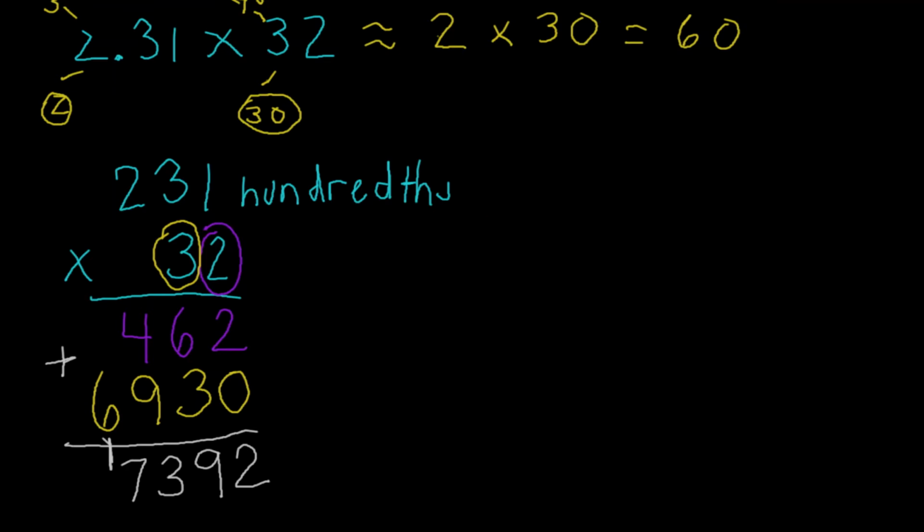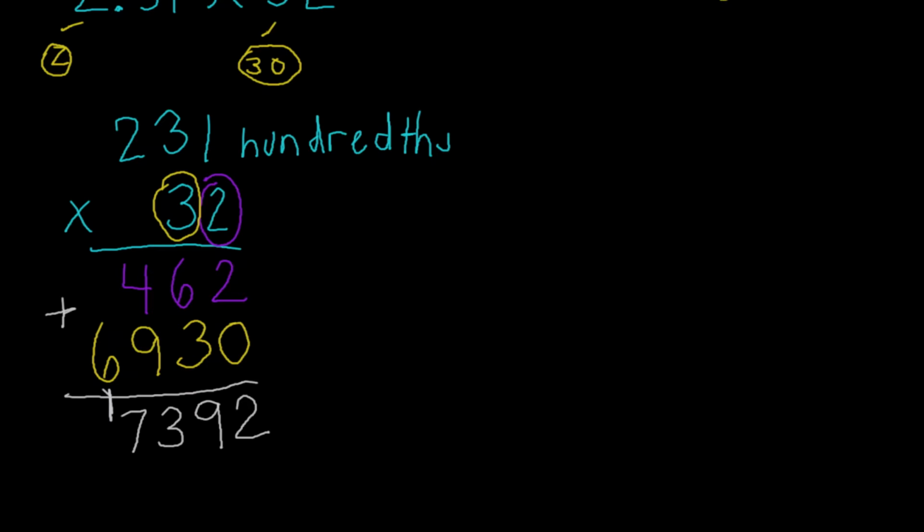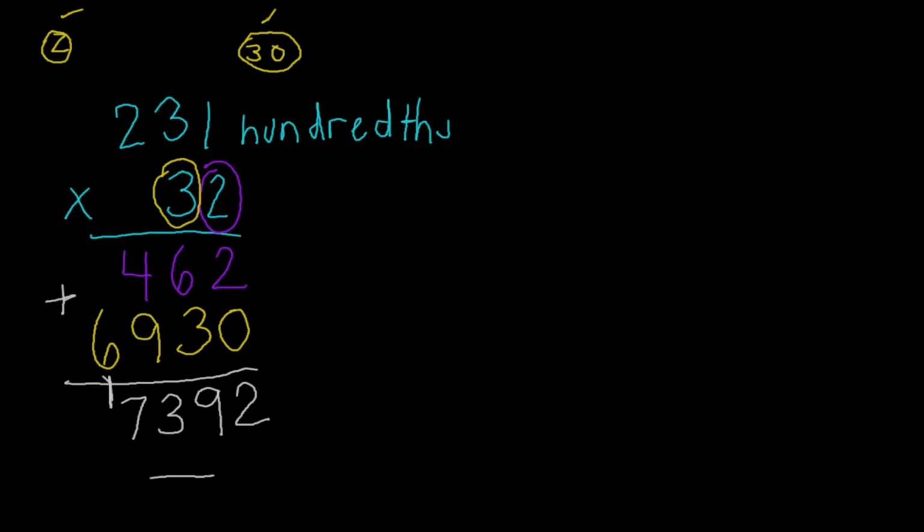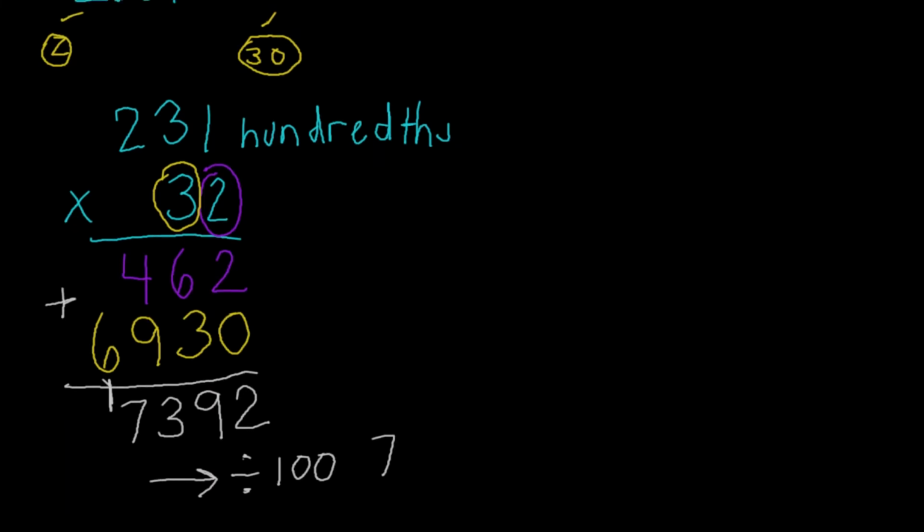So I must have forgotten to divide my answer by 100 again. If I remember correctly, when I started, I multiplied 2 31/100ths by 100. So to get my final answer, I've got to divide again by 100. So I'm going to divide this answer by 100. When I divide 7,392 by 100, I will end up with 73 and 92/100ths.